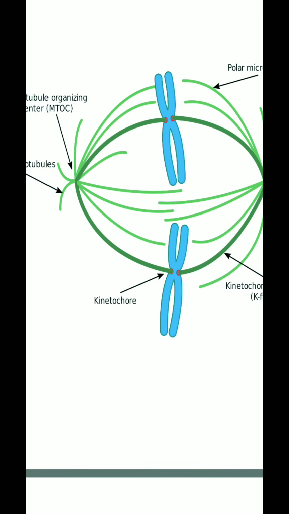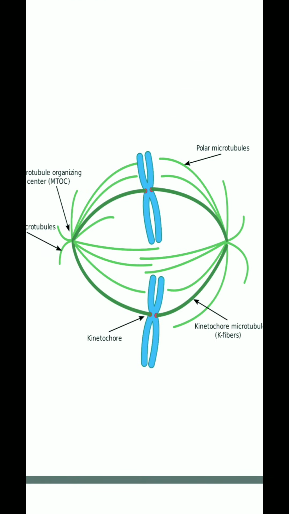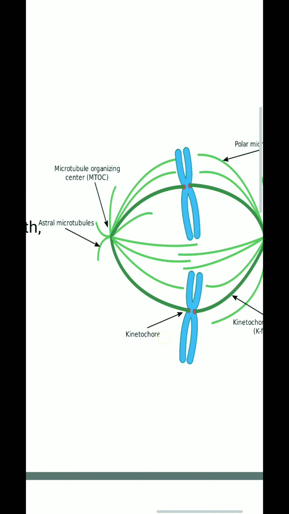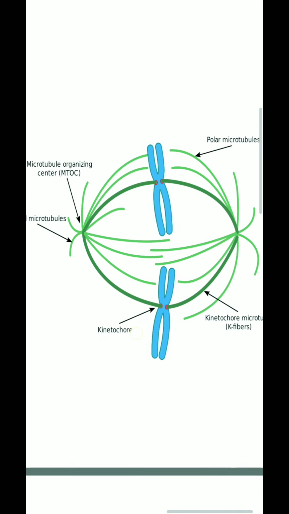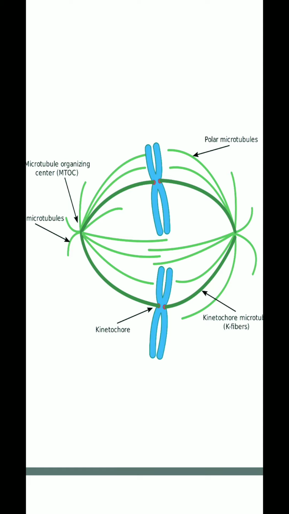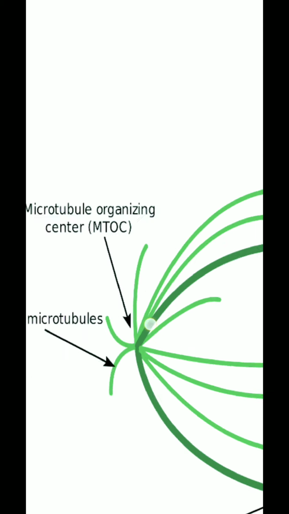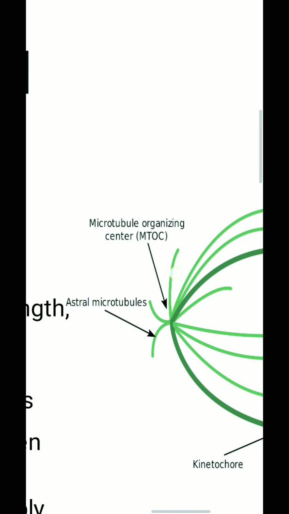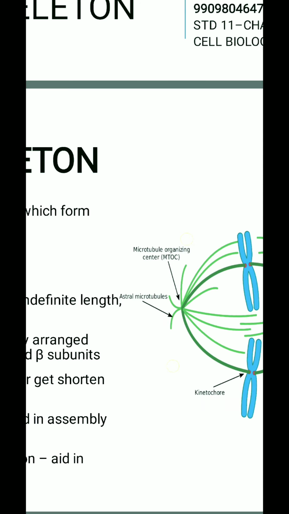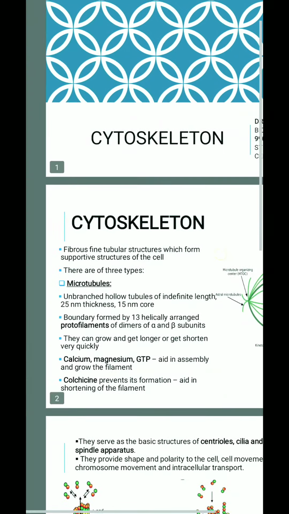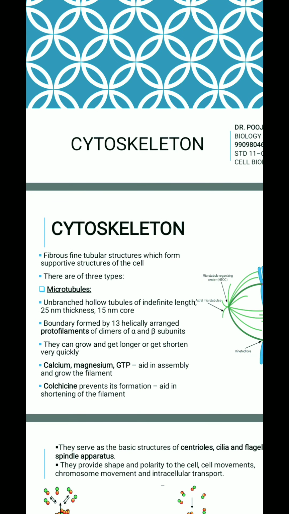Here you will be able to notice green colored structures which are labeled as polar microtubules or astral microtubules, which are originally arising from a particular center called MTOC, that is microtubule organizing center. So these centers are basically located in one organelle, namely centrosome. They are present in each cell, and during cell division this particular center is activated to form microtubules, which are proteinaceous structures.